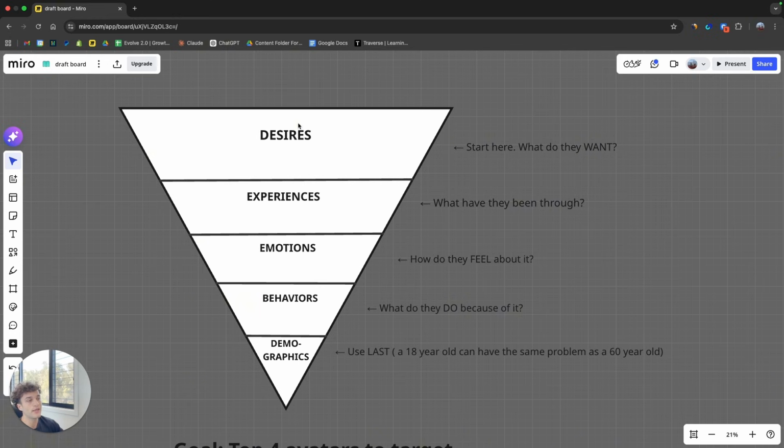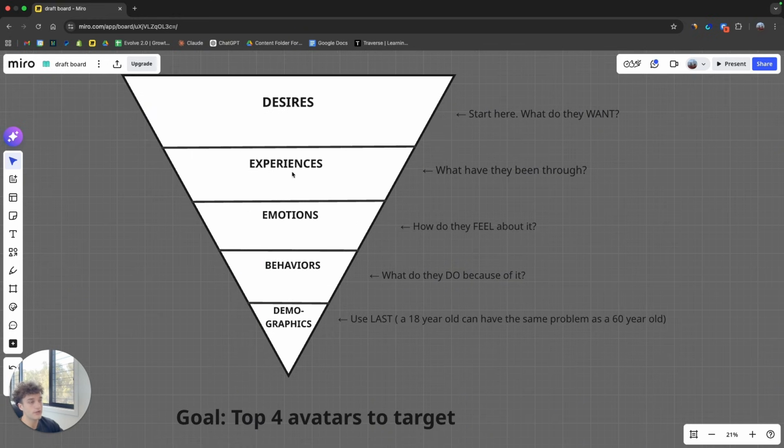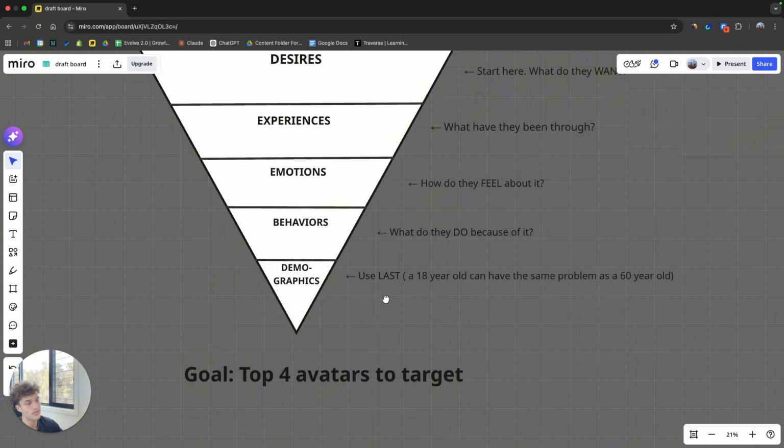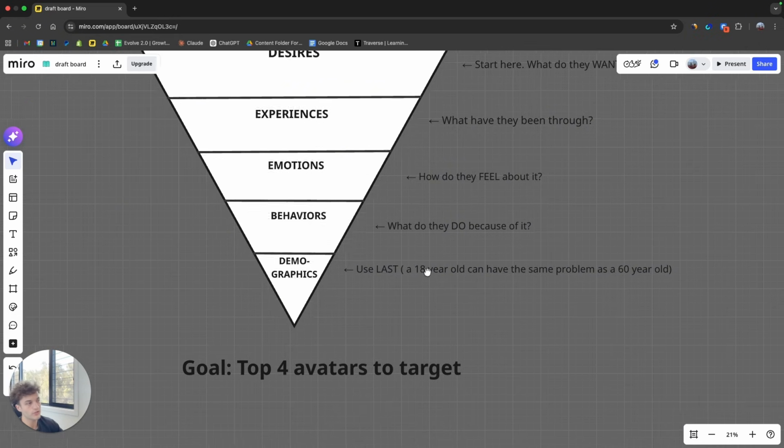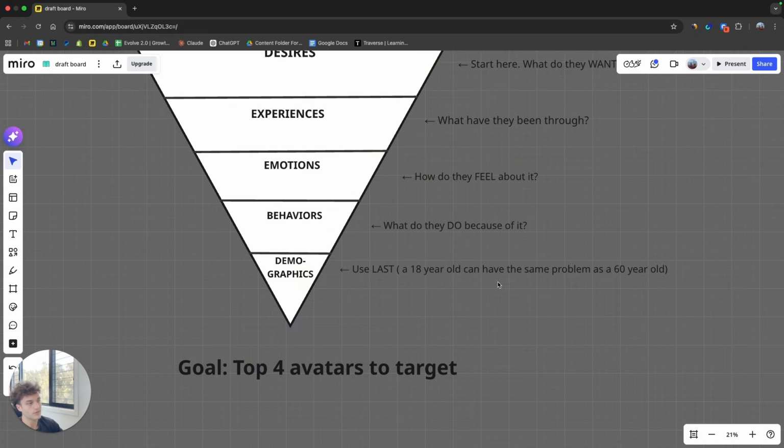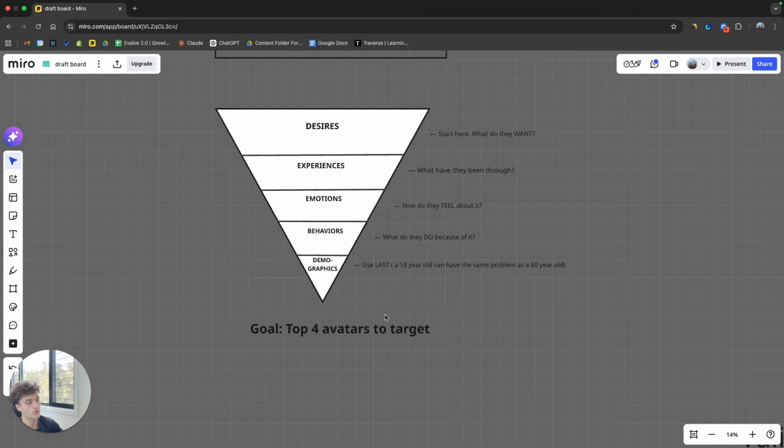So start here and build down. You've got experiences, like what they've tried, product-based experiences, what products they've tried, and situational-based experiences, like they went to the doctor to get an iron blood test to see if that's the reason why they were fatigued. Then emotions, how do they feel because of it? Behaviors, what do they do because of it? And all of that stuff there.